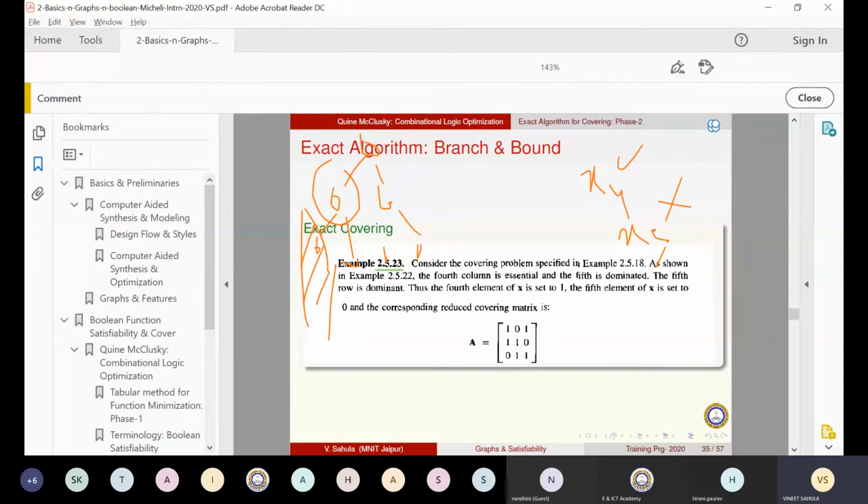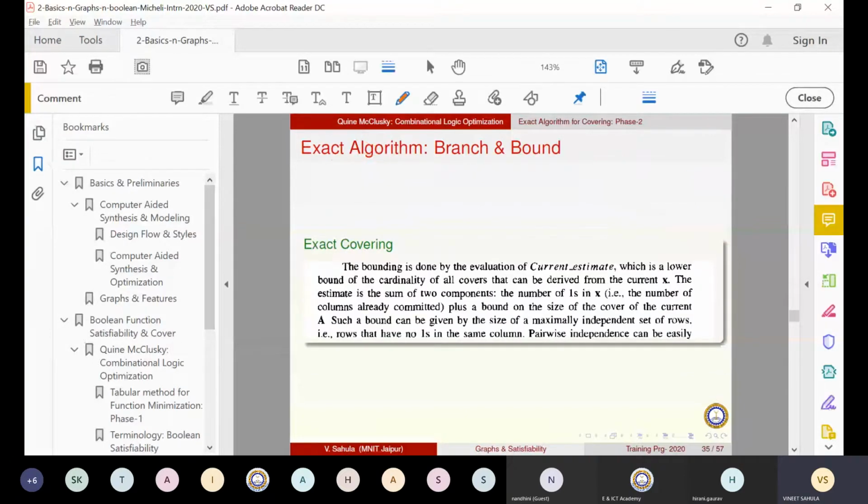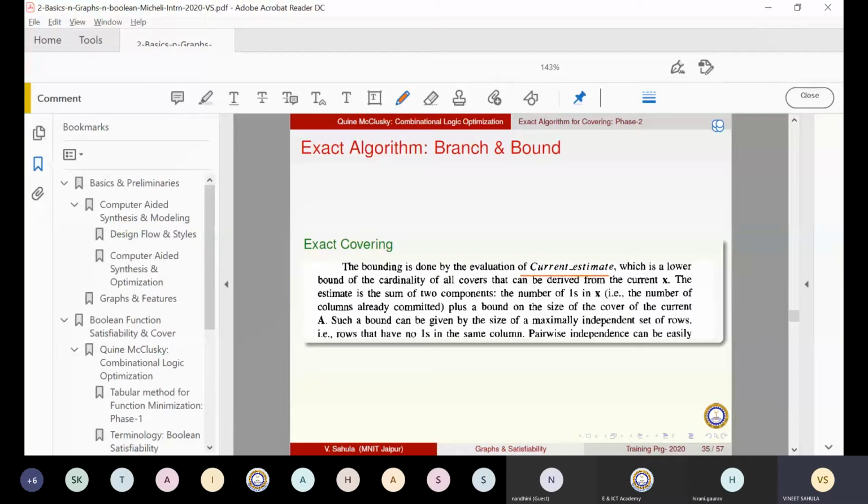It is called bound. So before branching from this vertex left and right, I will try to find out bounds on left and right and choose only one which is beneficial according to bound. So if the 2 bounds are different, I will choose only one, whichever is a smaller one, right? Let us go about it. So the bounding is done by the magic formula, current estimate.